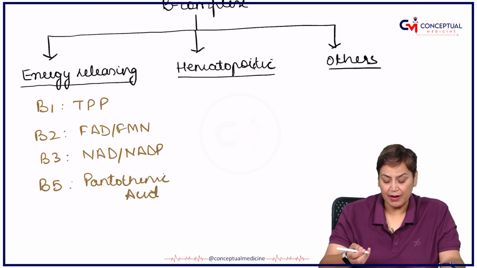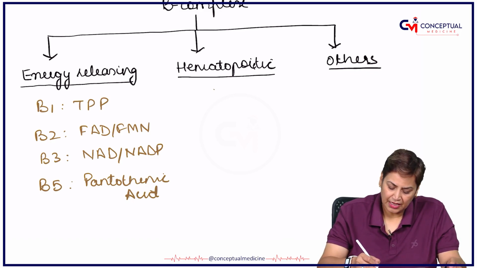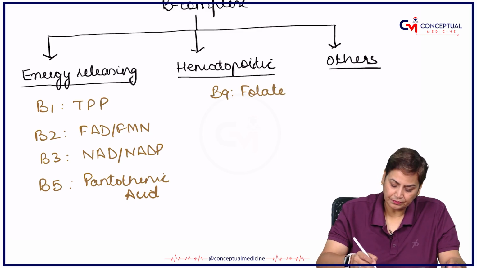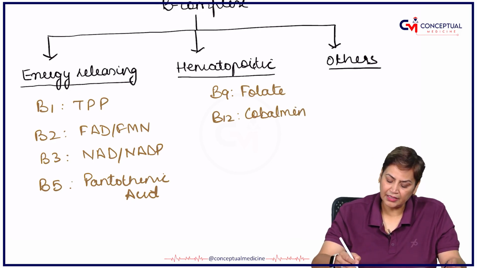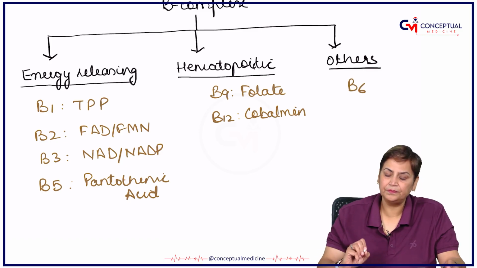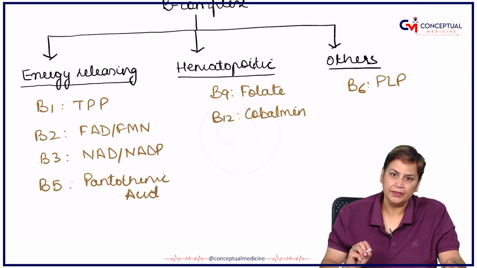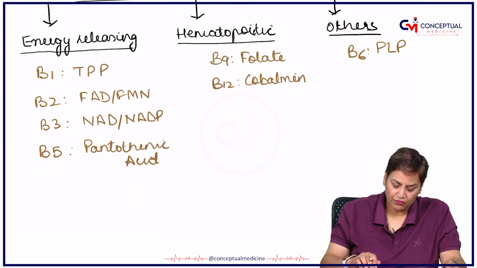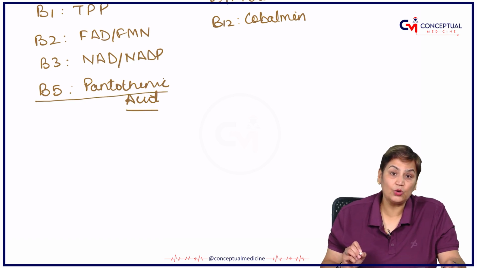Hematopoietic we know, something related to blood formation. So they are B9, folate, and B12, cobalamin. Others will include B6. B6 will be PLP. So now in this video we are going to discuss B5, which is pantothenic acid.